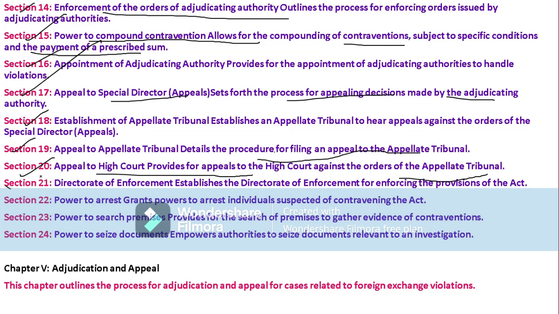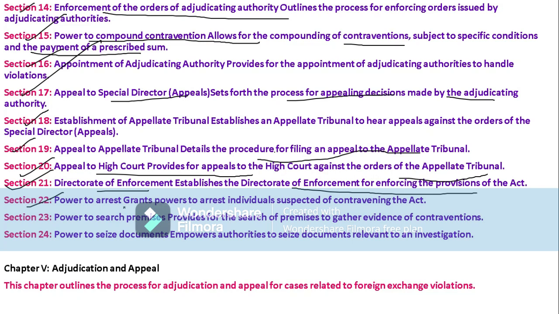Now section 21 says that the Directorate of Enforcement is established for enforcing the provisions of the act. So section 21 gives the provisions about the ED, which is nothing but the Directorate of Enforcement. And section 22 gives powers to arrest.